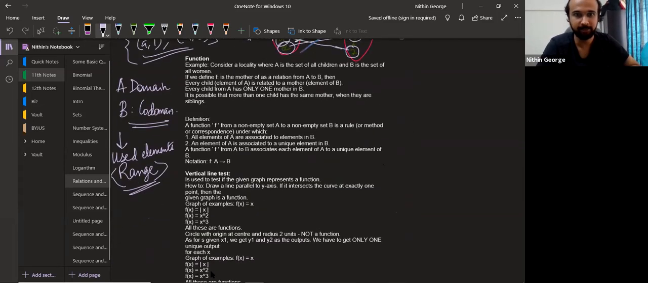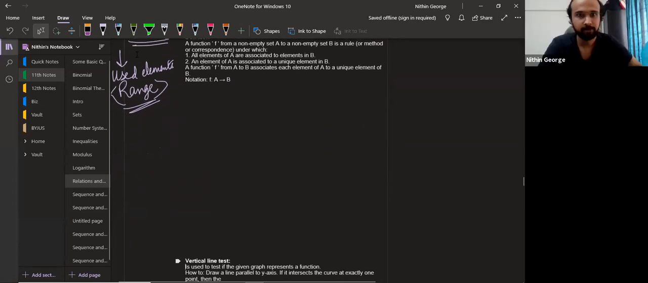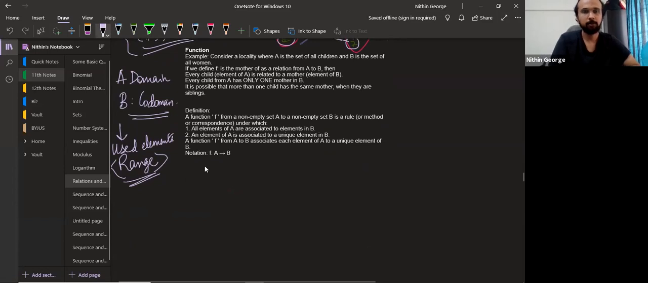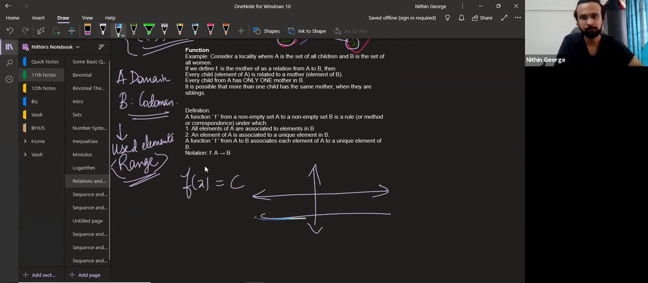You must have heard of this, right? Have you heard of constant function, guys? Yes, sir. Okay, so f of x equal to c. So this is a proper function. How does it work? This is the graph of the function f of x equal to c.